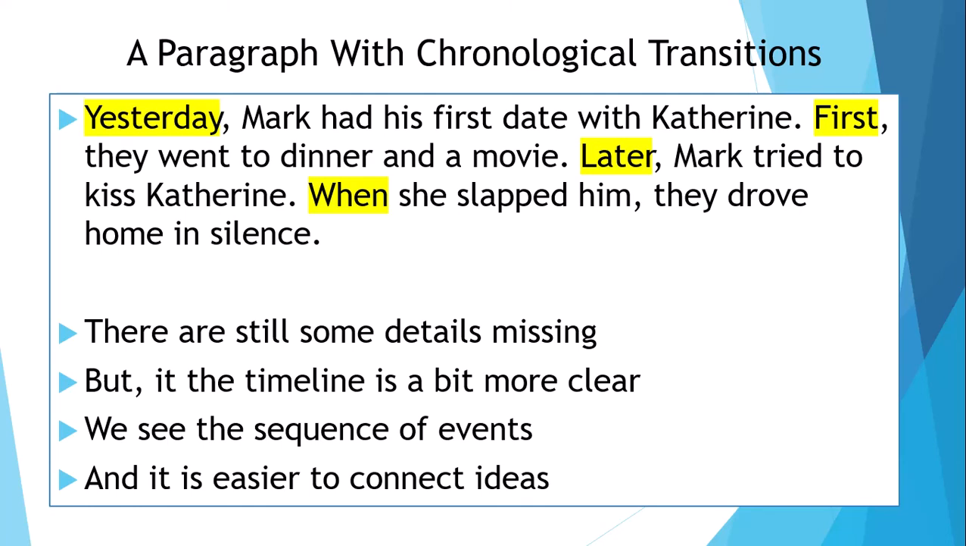First, they go to dinner. Later, he tries to kiss her. When or after he tried to kiss her, she slapped him, and then they drove home in silence. Right? All of those thoughts are there to make those connections. We're going to return to this paragraph in the next video to add some more detail, but even with these little signpost words, it has helped.